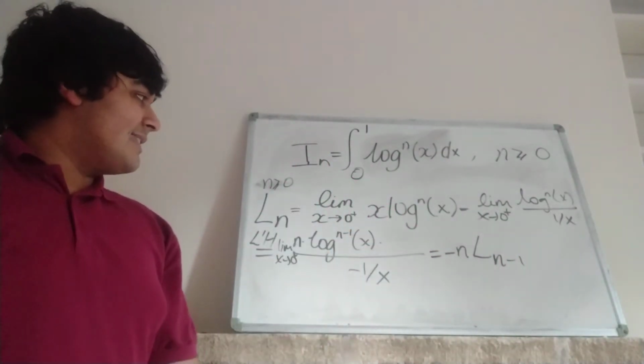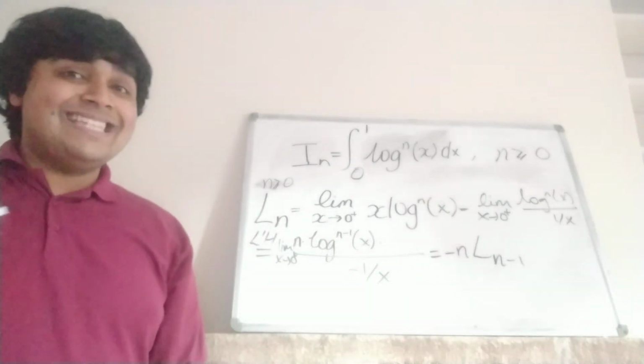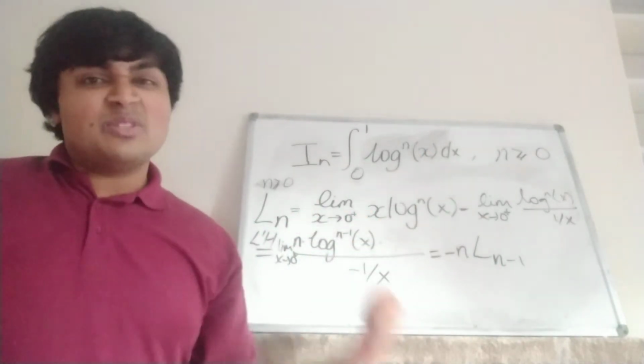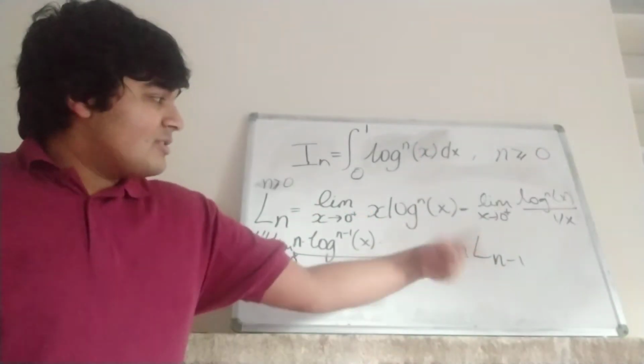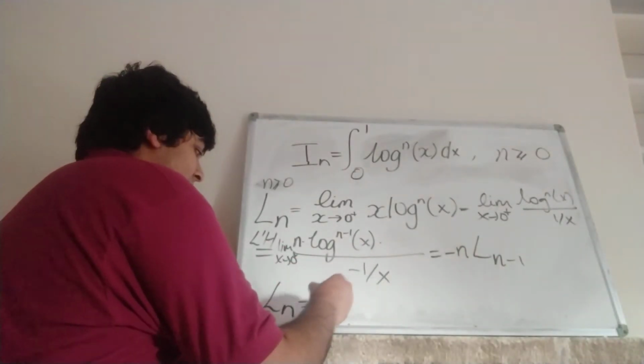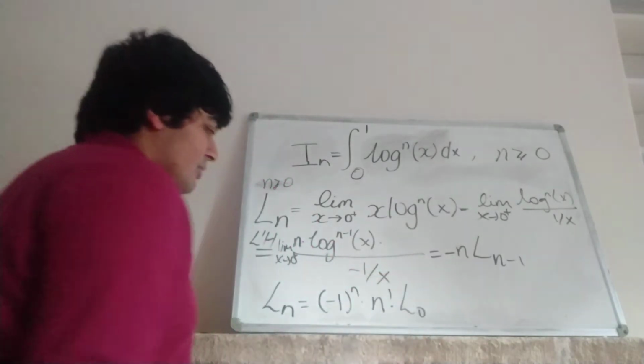So this is in the case where n is at least 1. I'm defining Ln for n at least 0, but to use this argument here, I have to assume n is at least 1. Anyway, I can use this inductively and actually end up with Ln equal to (-1)^n times n factorial times L naught.